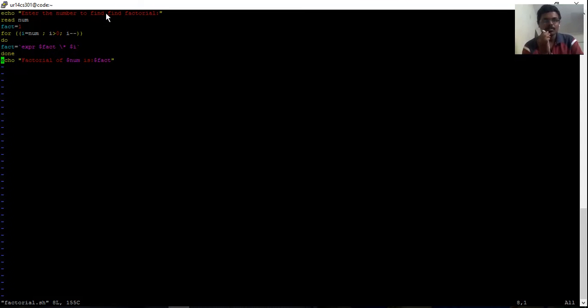First I will take the number and read the number. Starting, the factorial is 1, for I equal to that number, and I is greater than 0, and we will decrement I by 1. So it will multiply that number with I, which will keep on decrementing each time. The number will be multiplied with the decremented value of I and will be stored in factorial. In the end we'll get the factorial and we can show the factorial of the number.